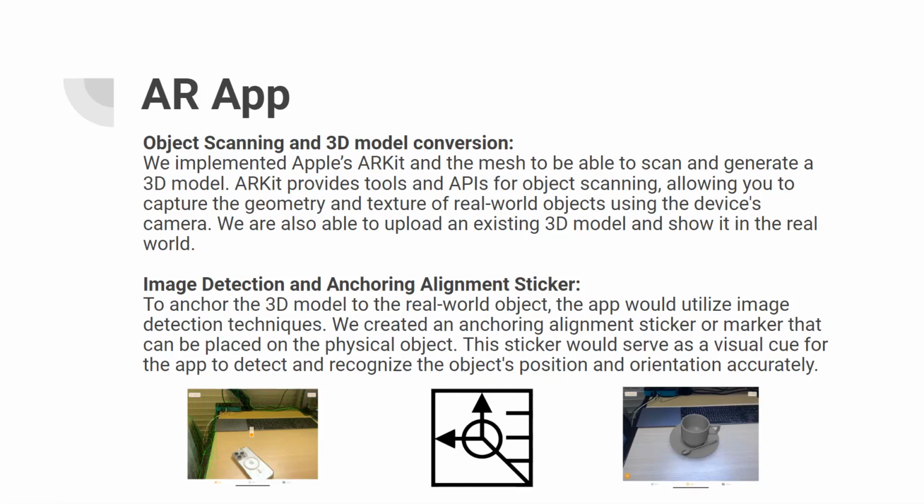For the image detection and the anchoring alignment stickers, to anchor the 3D model to a real world object, the app will utilize the image detector technique. We're creating anchoring alignment stickers or markers that can be placed on a physical object. These stickers will serve as a virtual cube for the app to detect and recognize the object's position and orientation accurately.